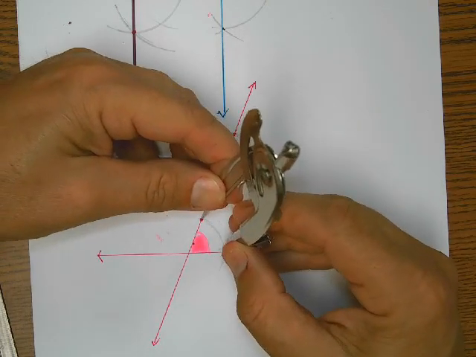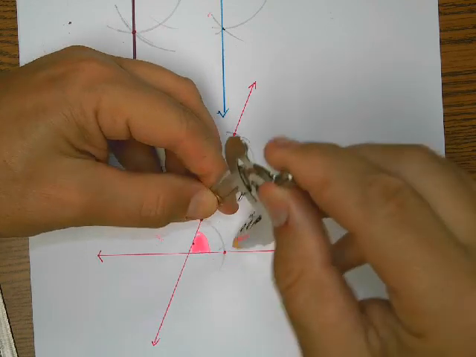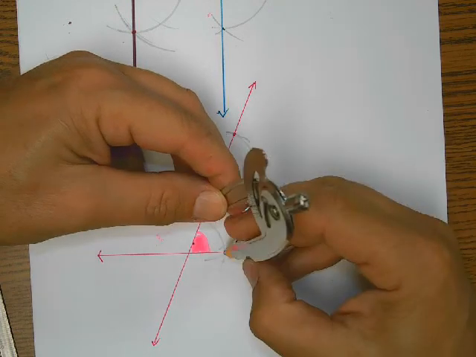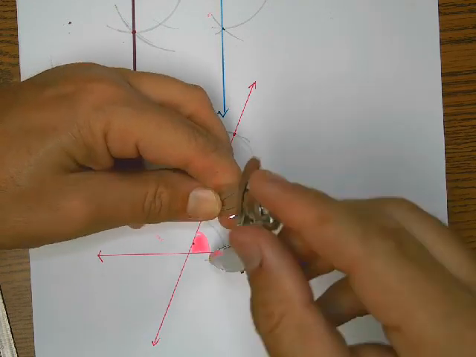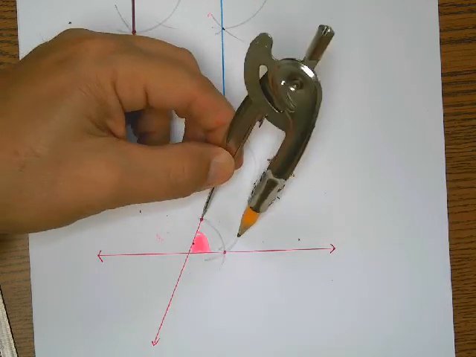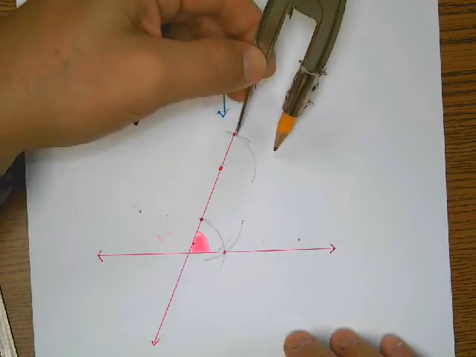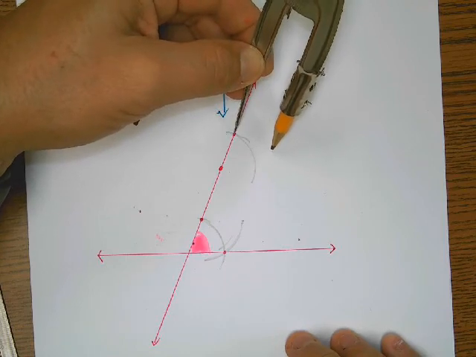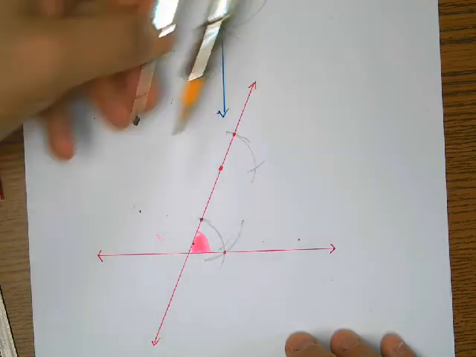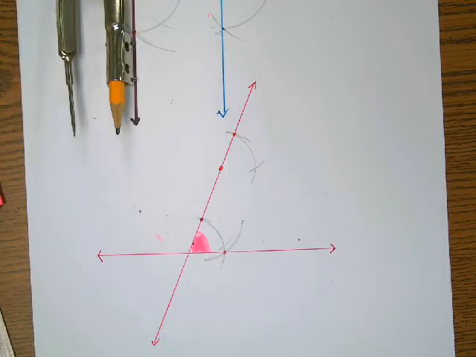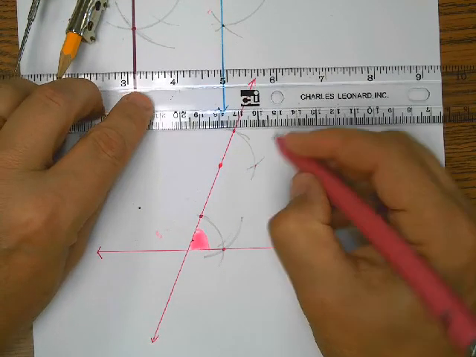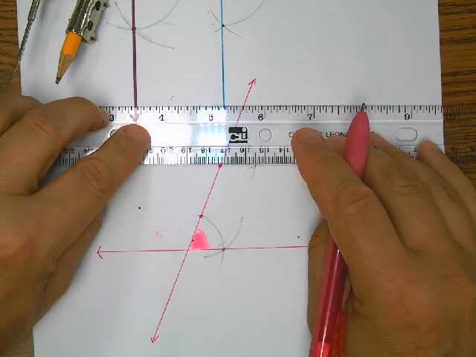Too short. That's actually a little long still. I don't want to be precise. Ooh, there we go. That looks good. Now use that same width. Go up to the point of intersection. Don't go to the line we're going to make parallel. Another point of intersection. And I connect points like I'm in kindergarten.